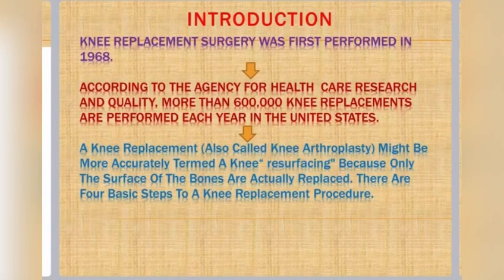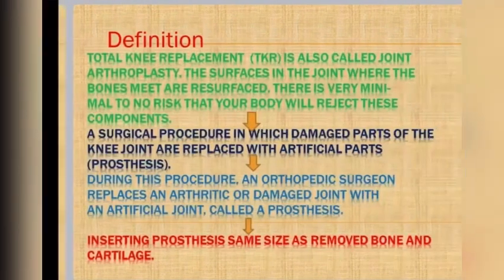Introduction. Knee replacement surgery was first performed in 1968. According to the Agency for Healthcare Research and Quality, more than 6 lakh knee replacements are performed each year in the United States. A knee replacement, also called knee arthroplasty, might be more accurately termed a knee resurfacing because only the surface of the bones is actually replaced. There are 4 basic steps to the knee replacement procedure.